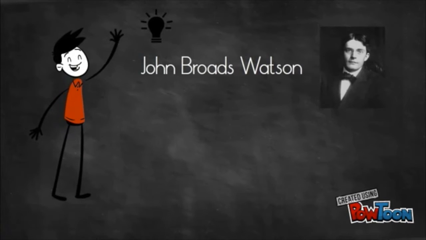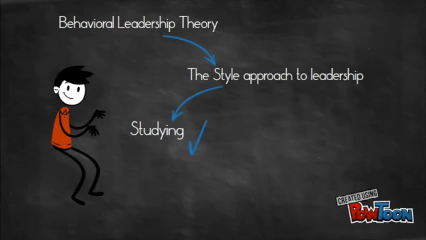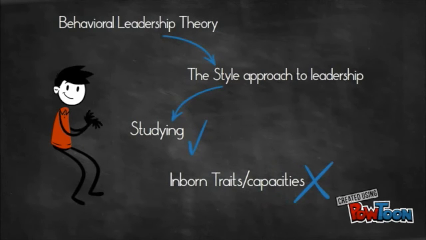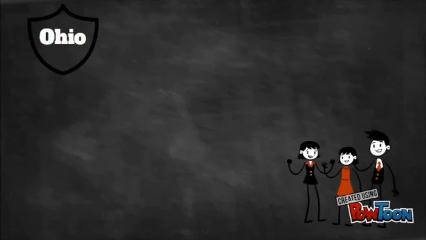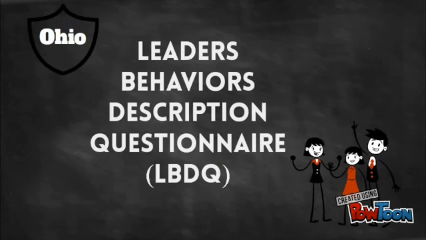Behavioral leadership was developed by American psychologist John Brooks Watson. Behavioral theories of leadership are also known as the Stella approach to leadership. This series looks at what leaders actually do, rather than seeking inborn traits or capabilities. A group of people from Ohio State University found that identifying the appropriate traits didn't yield any conclusive result, which led to what is now well known as the Leaders' Behavior Description Questionnaire.